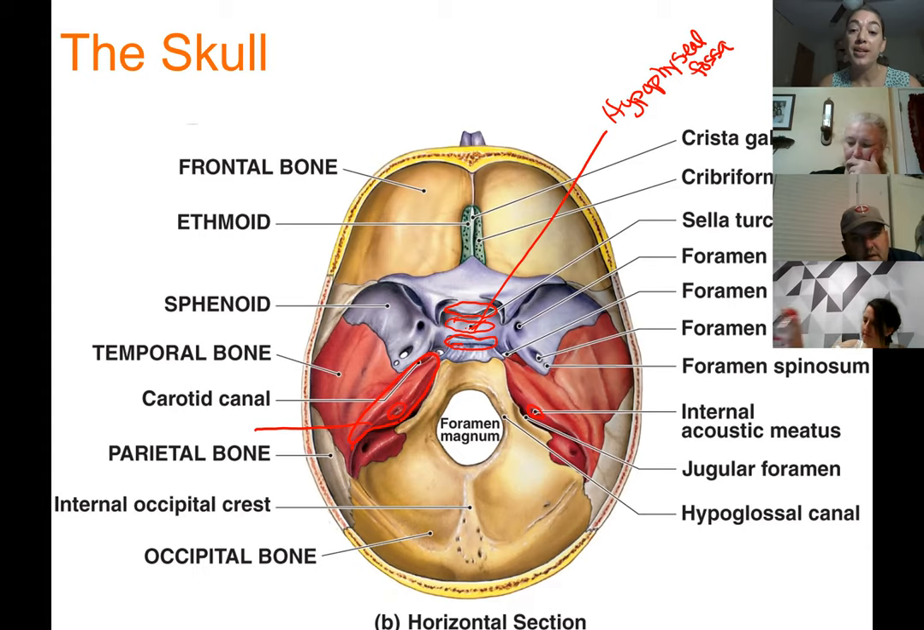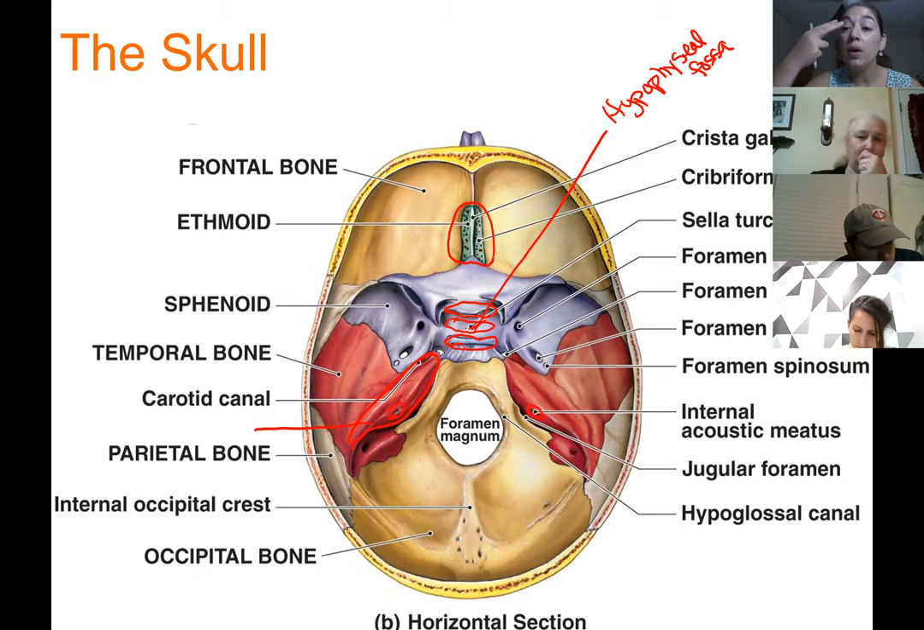Okay, cribriform plate. I like this name. So we're looking here at this region. It's green, so it's part of the ethmoid bone. The ethmoid bone forms part of the wall of the eye for the orbital cavity, part of the nasal cavity, and then also extends up into the cranial cavity. Right down the middle of the cribriform plate is a ridge. It's pointy. That's the crista galli.